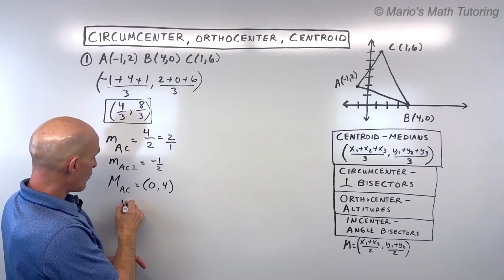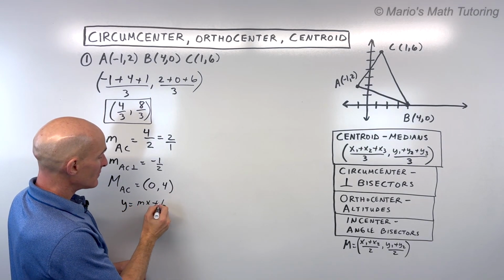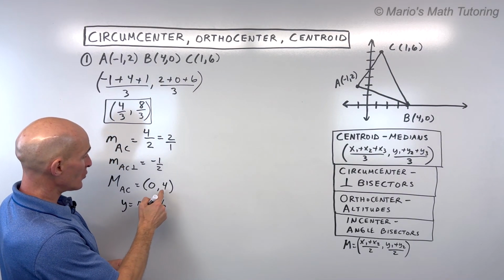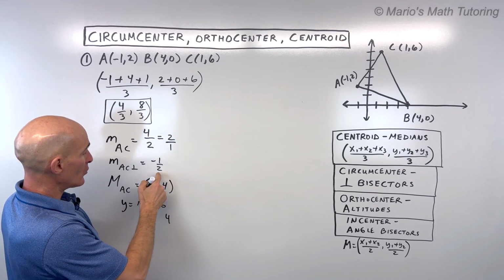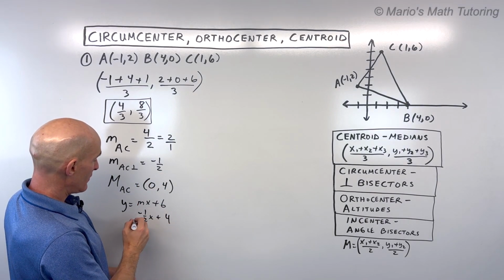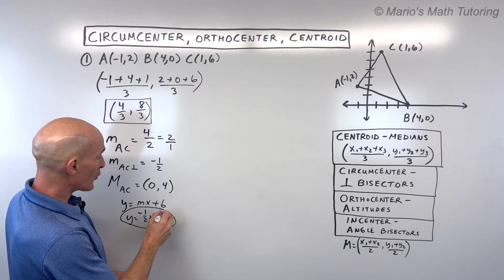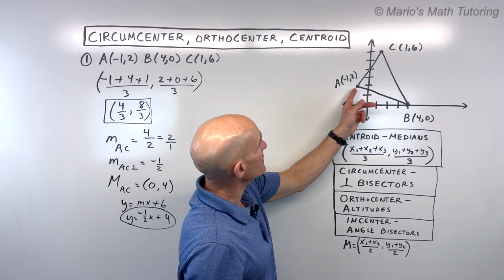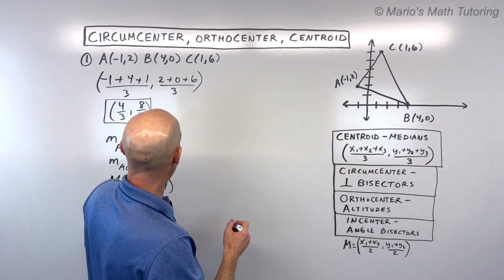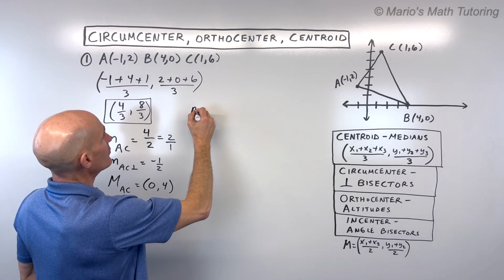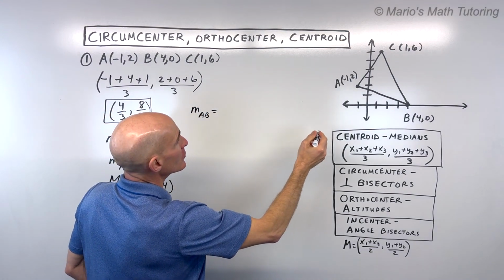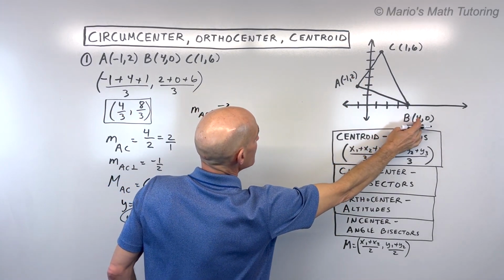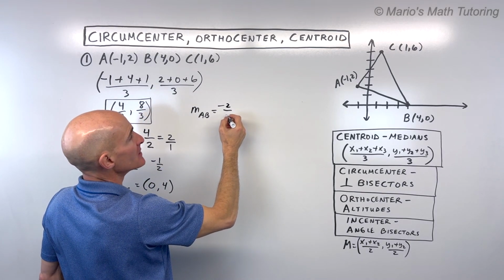And you can either use the y equals mx plus b form of the equation of a line or the point slope form. So I'll just do the slope intercept here. Since we know the y-intercept is 4, and we know the slope is -1/2, there is the equation of our perpendicular bisector of AC. Now let's find the perpendicular bisector of, let's do AB. So what's the slope of AB? Well, let's see. The slope of AB is equal to y2 minus y1, so 0 minus 2 is -2, over x2 minus x1, 4 minus -1 is 5.